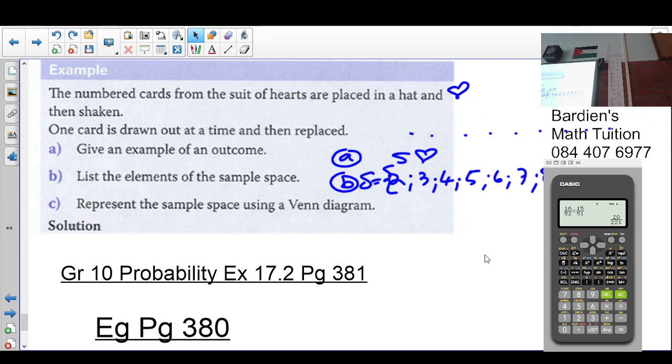Yes, Michael. Did you say 5 to 9? Give an example of an outcome. Did they ask you the probability of having a one out of the sample space? If they ask you probability, then it's 1 out of 9. Do you understand? But because probability is not specified, you don't do the calculation.